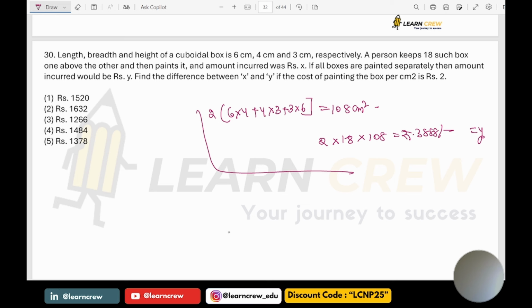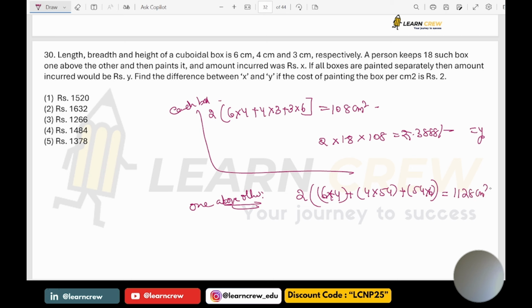Next, total surface area of all boxes, if all boxes are kept one above the other, this is each box. If one above the other condition, then what will happen? 2 into LB plus BH, LB plus BH would be 4 into 54 and LH would be 54 into 6. Thereby, it would be how much?